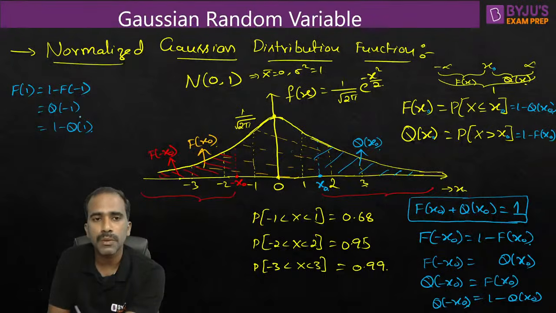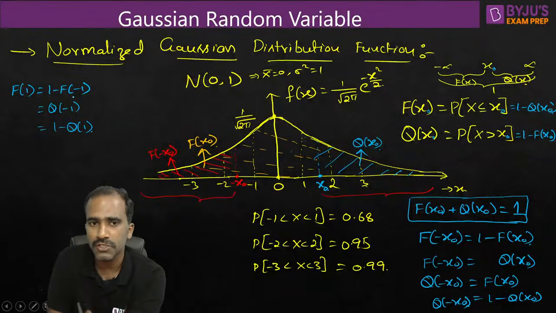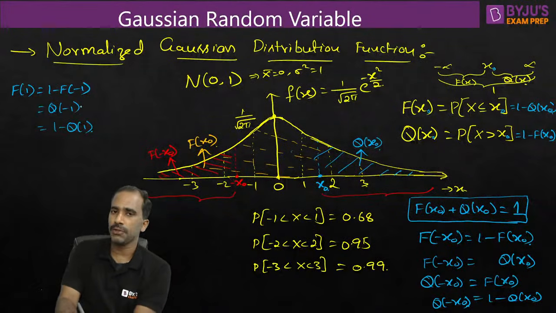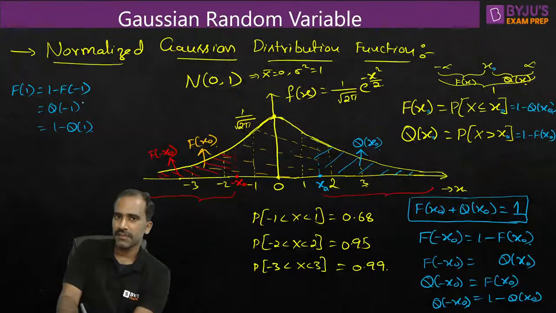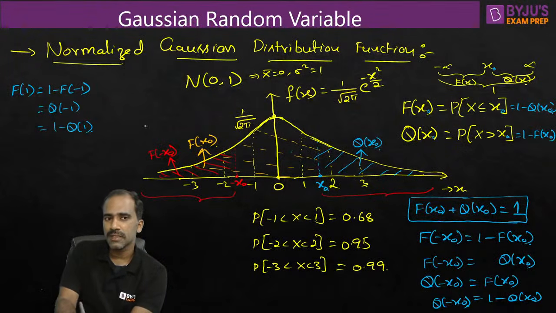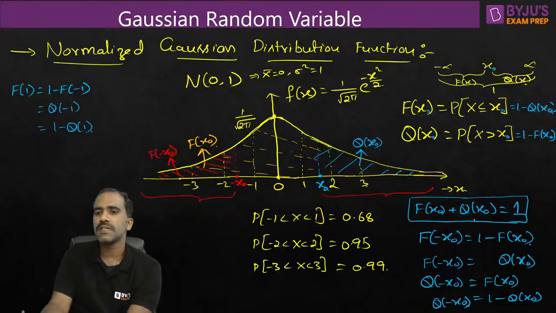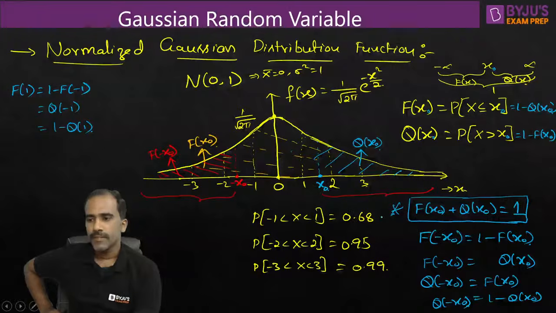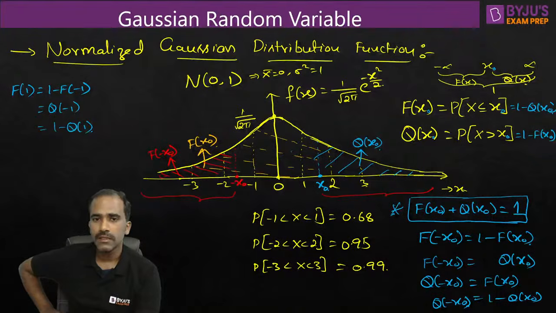So once you solve a question based on Gaussian distribution function, your answer will be in the form of q function or f function. But in the options, you may not find the exact thing that you got. It can be different because they can be represented differently using these relations. So these relations are very, very important stuff. I hope it is clear. So this is little tricky stuff, definitely.